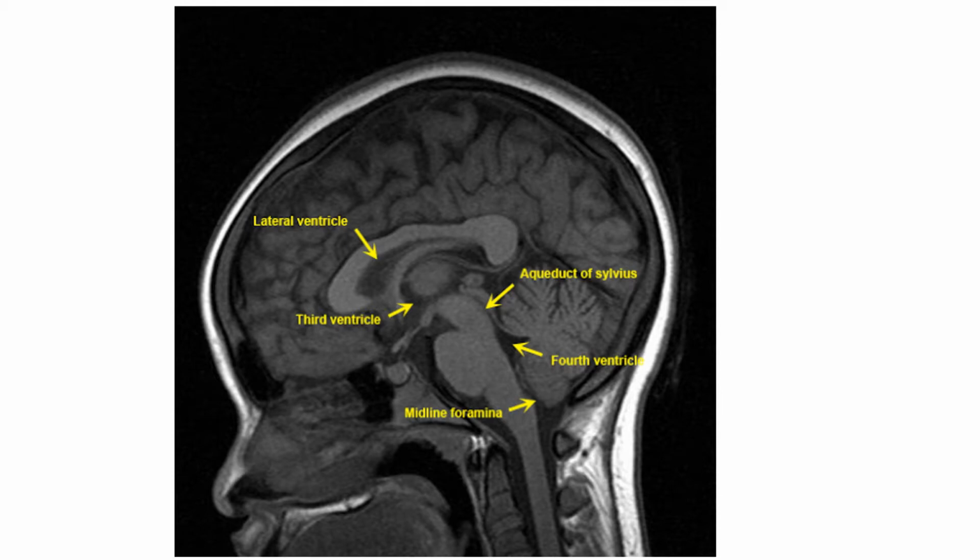So we discussed the CSF pathway before, in the previous lecture. This is a more non-diagram view. This is an MRI T1 sagittal cut, where we can see the lateral ventricle, the third ventricle here, the aqueduct of Sylvius there, the fourth ventricle, and the aqueduct and the foramens. In the midline there's the foramen of Magendie, and laterally the foramen of Luschka, two foramens.